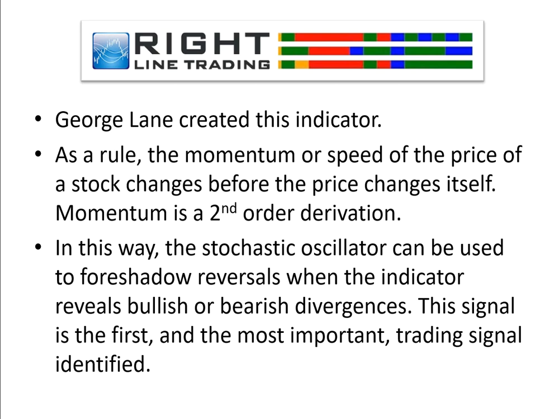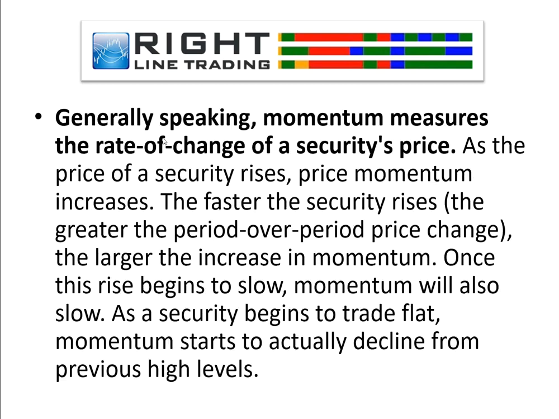So the rate of change in speed is a second order derivation, and George Lane believed that this second order calculation, or momentum, led price. Back then, he used it to call tops and bottoms. I believe he was probably quite successful, even though, reading his biography, he did die broke. I don't know what that says about his ability as a trader, but he was a really brilliant mathematician.